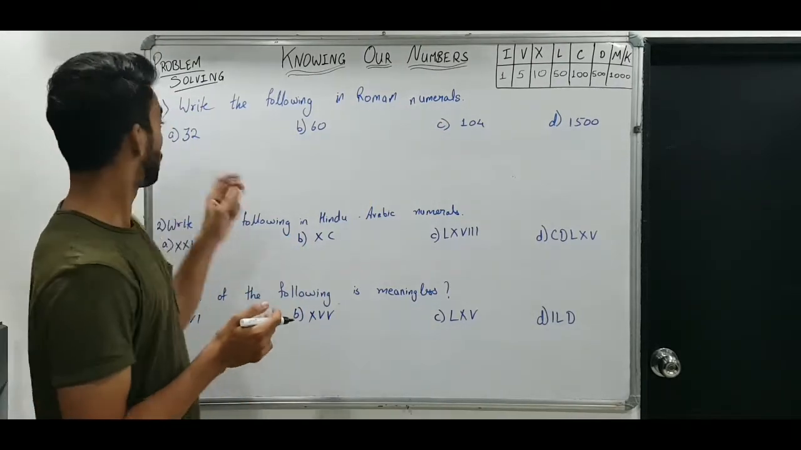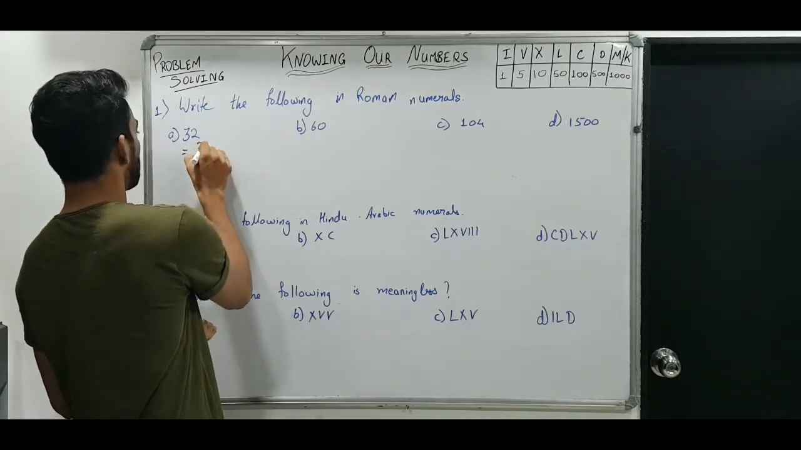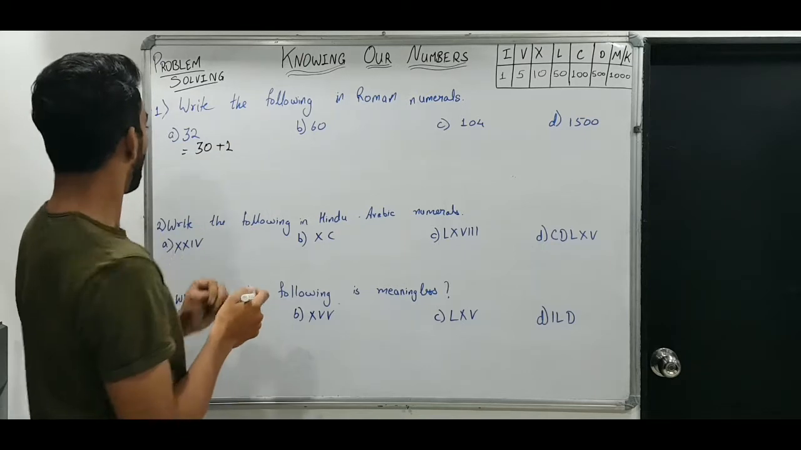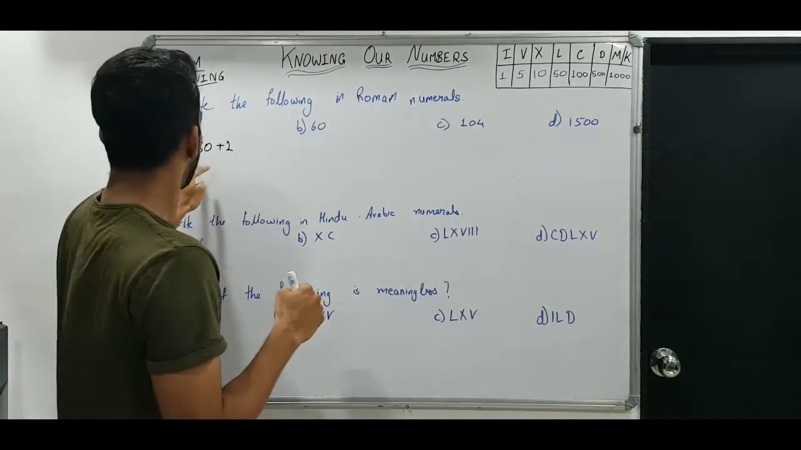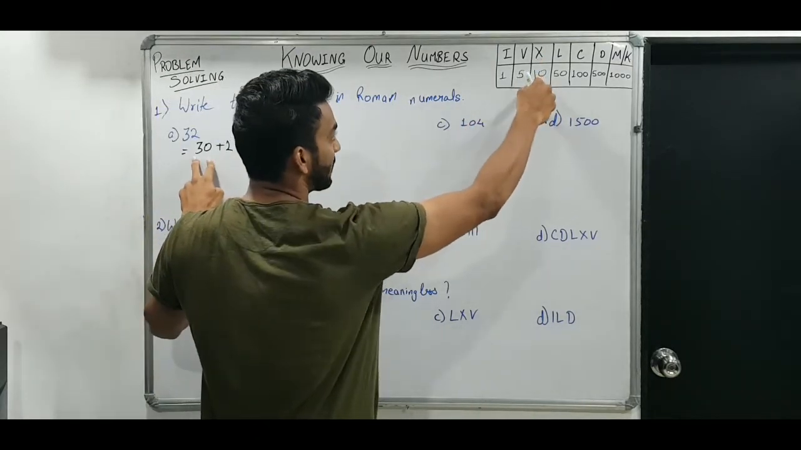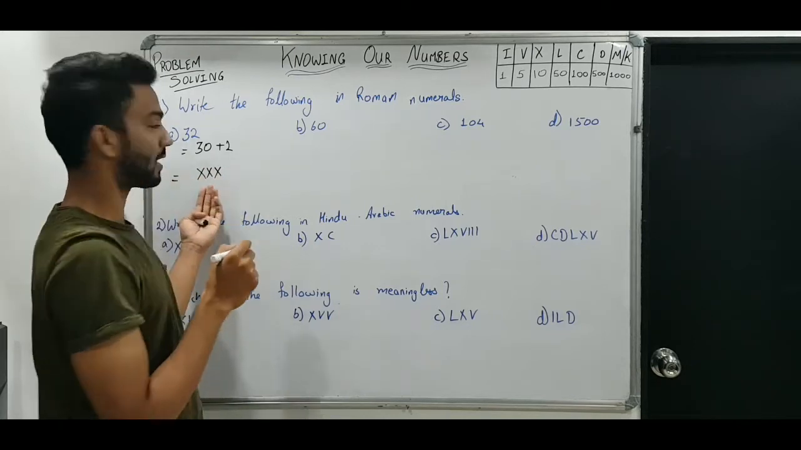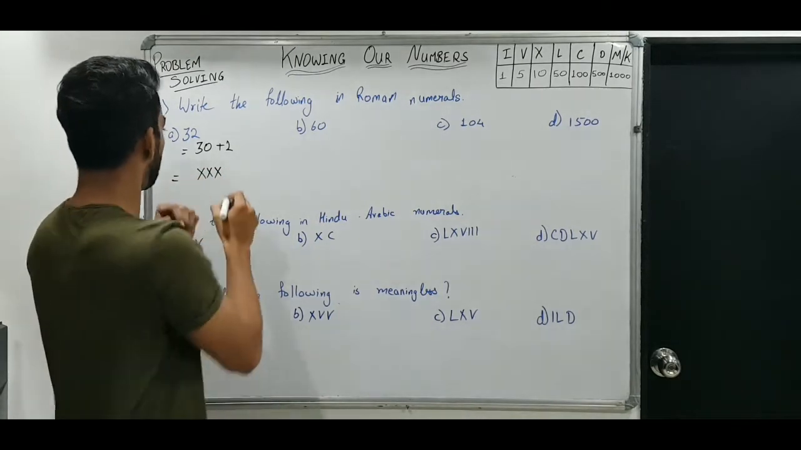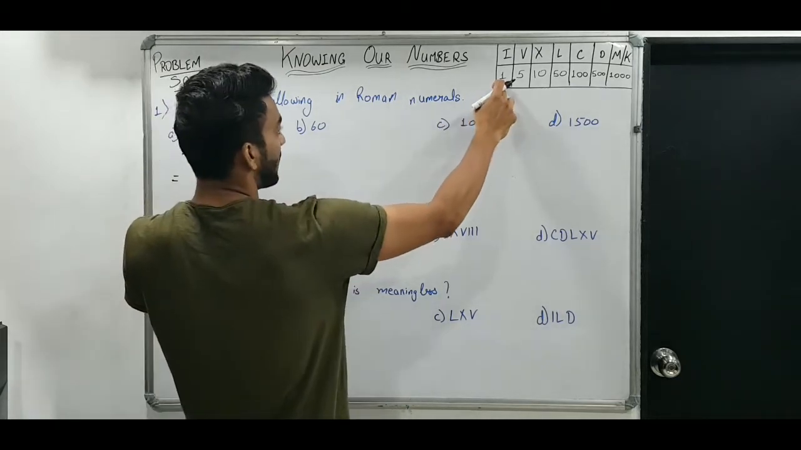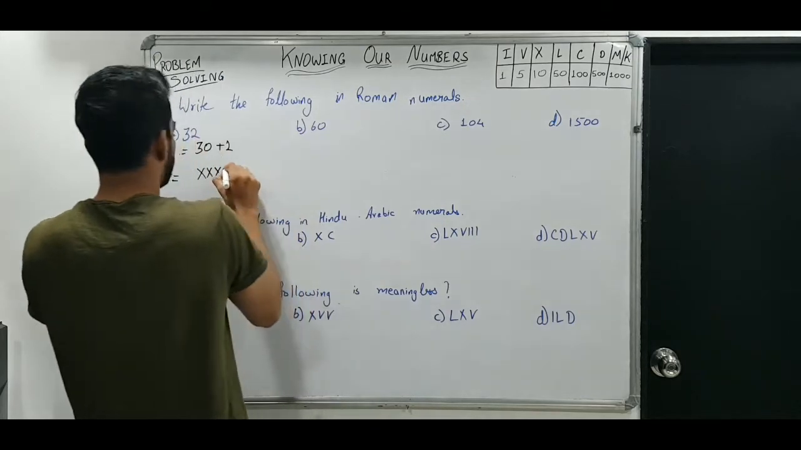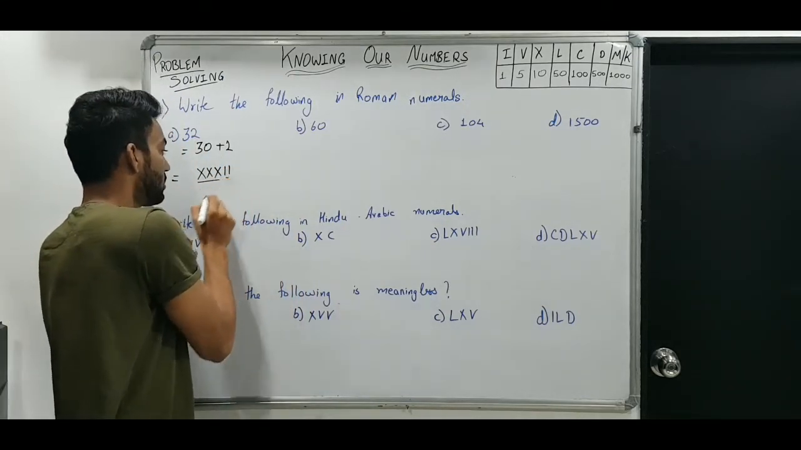As I have said, first write the expanded form of the number. So this will be written as 30 plus 2. To write 30, we have to use the addition combination. So addition combination of X will be written X 3 times. So we know that it can be repeated 3 times. So this is 30 plus 2, which is again an addition combination, that is I 2 times. So that is 32. This is 30 and this is 2.